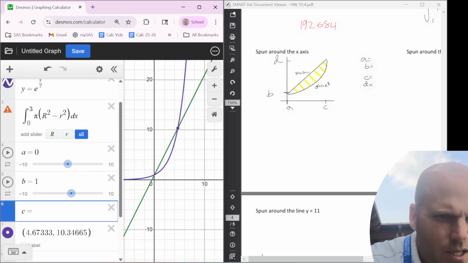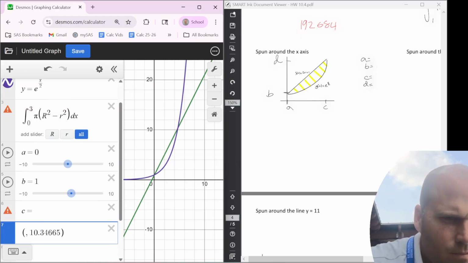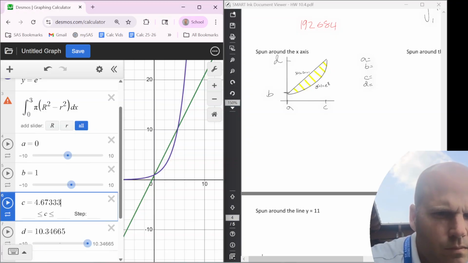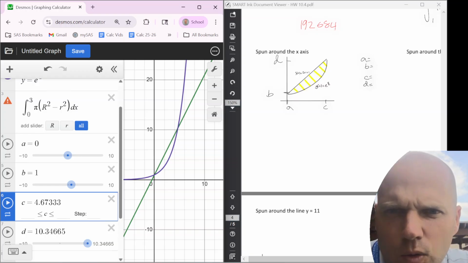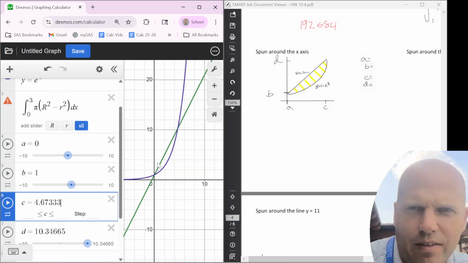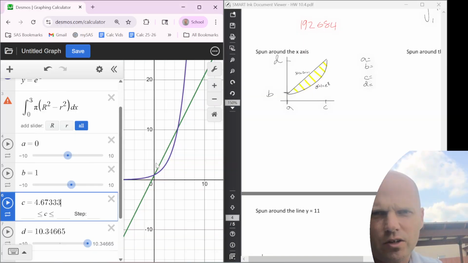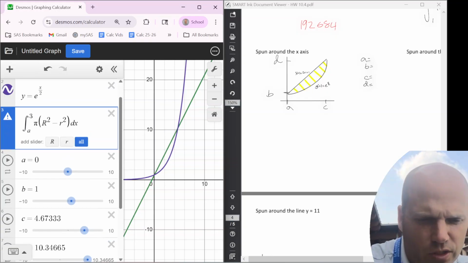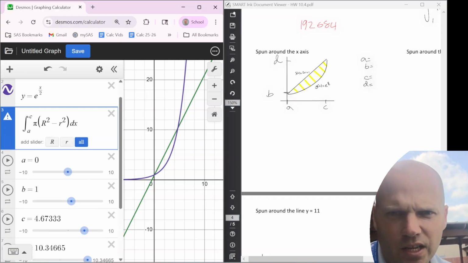We got a C and a D. Cool. A to C or B to D. We're spinning this around the x-axis. We understand I'm going to be going from A to C. I understand I have a hole. I have a washer. It's very important to understand the washer that you have. We have an h and a dx if we think about a vertical rectangle.